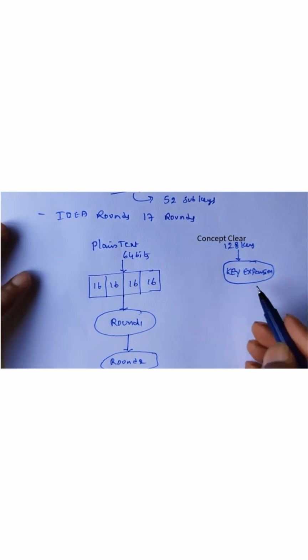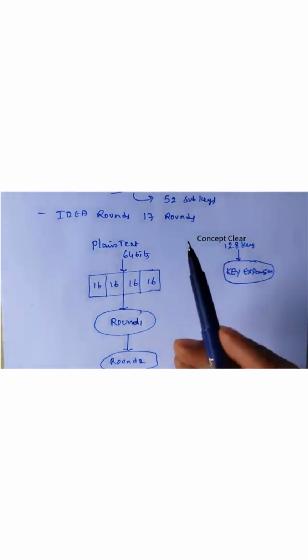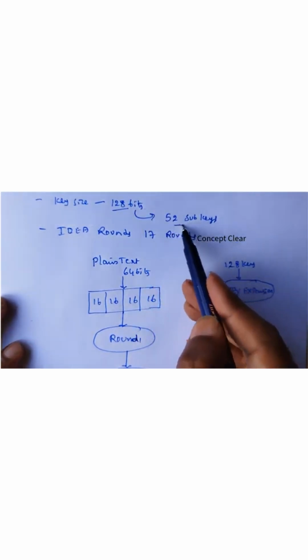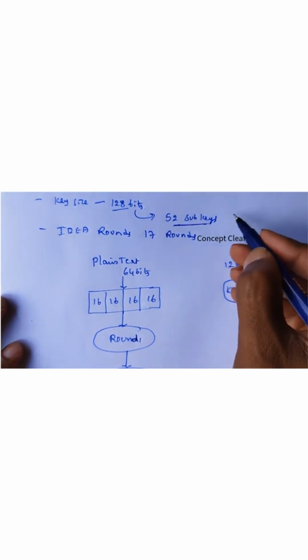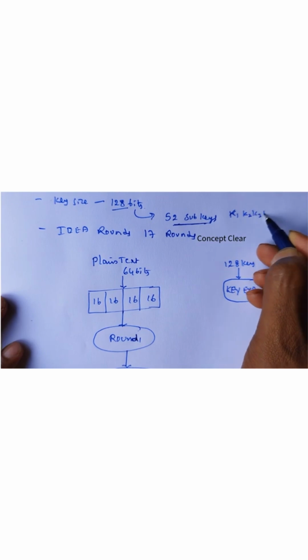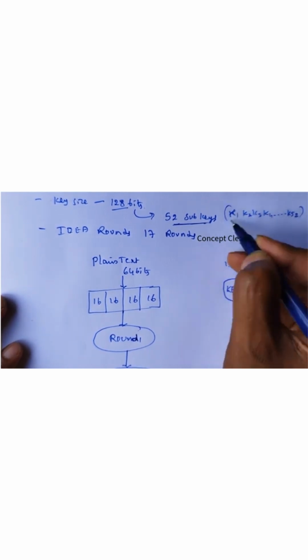Here also key expansion. What is the duty of key expansion? The keys will be generated according to rounds. Okay, what I told here is that the key size is 128 bits. The 128 bits will be converted into 52 subkeys. 52 subkeys means what? K1, K2, K3, K4 up to K52.